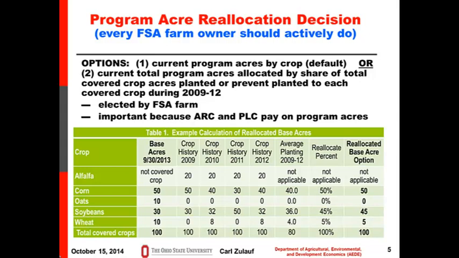I want to underscore that I think this is a really important decision. I think for many farmers this will be just as important as the program choice. For others it won't be, because there isn't much difference between the reallocated and the current base acres. But for those farmers that have significant changes in planting history over those 4 years and do have significant changes in base acres, this becomes an important decision, because the base acres are what determine the payments by the ARC program and by the PLC program.